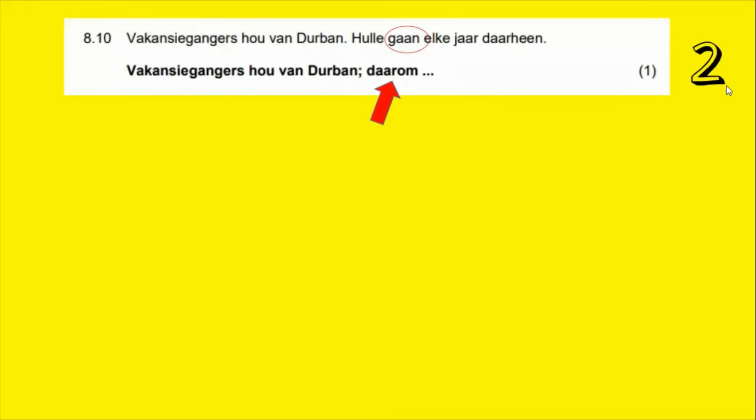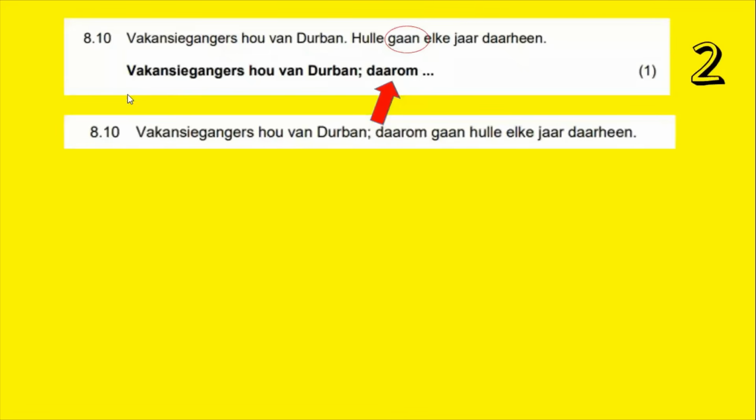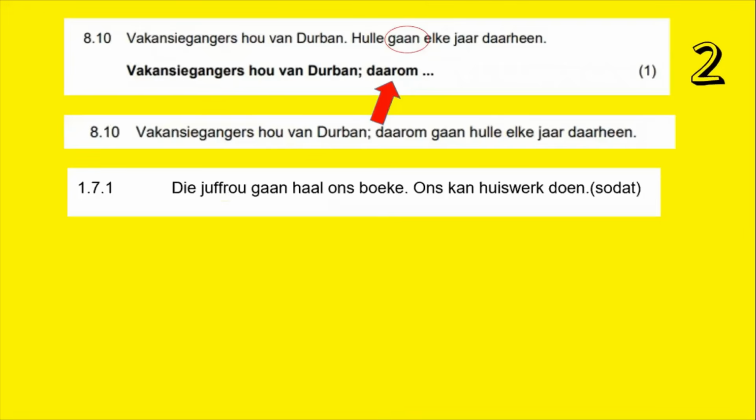What happens with groep 2 words? The verb goes after the voegwoord. So, what will the answer be? Vakansiegangers hou van Durban, daarom gaan, because our verb goes after the voegwoord, gaan hulle elke jaar daarheen. Nothing difficult. So they can actually ask it like this because they did in this paper. So yeah, I just had to put this in here.